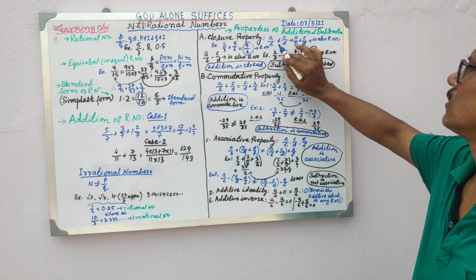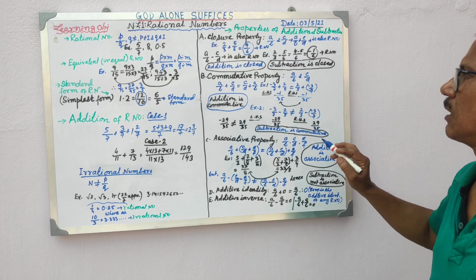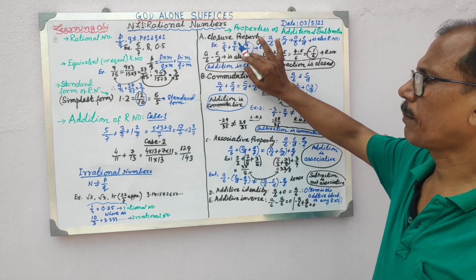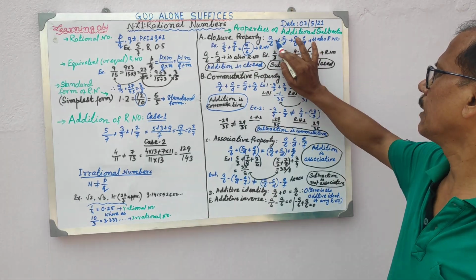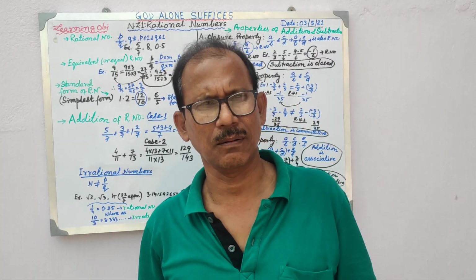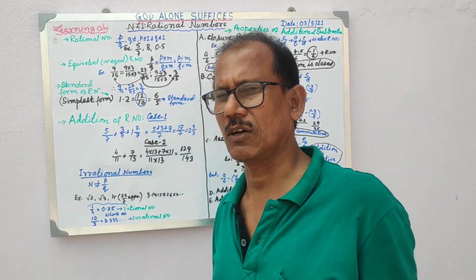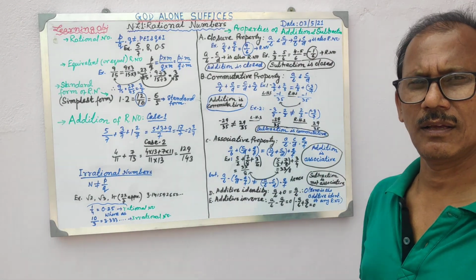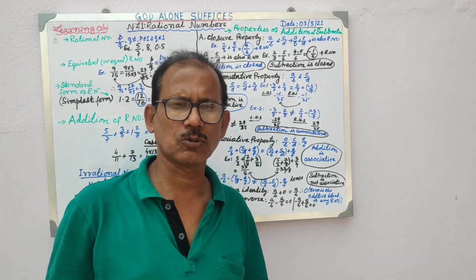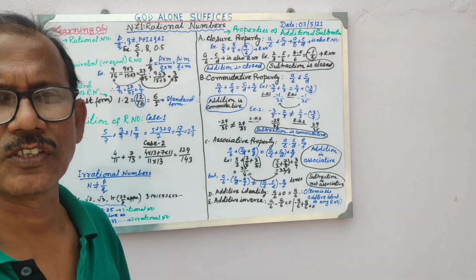See, suppose you have two rational numbers, A by B and C by D. Now the closure property of addition: A by B plus C by D. If you add it, that itself will become a rational number. The sum of two rational numbers is always a rational number, that is the closure property. If you take any two rational numbers and add them, you will find the sum is a rational number. That's why addition is closed. So the closure property for addition is satisfied.